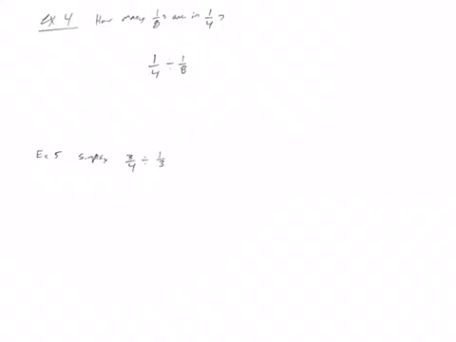Example 4 says, how many 1/8 are in 1/4? So that means I need to take 1/4 and divide by 1/8. So to divide fractions, you keep the first one the same, and you multiply by the reciprocal of the second one. Okay, so notice what's changed. The division has changed to multiplication, and the 1/8 has changed to 8/1.